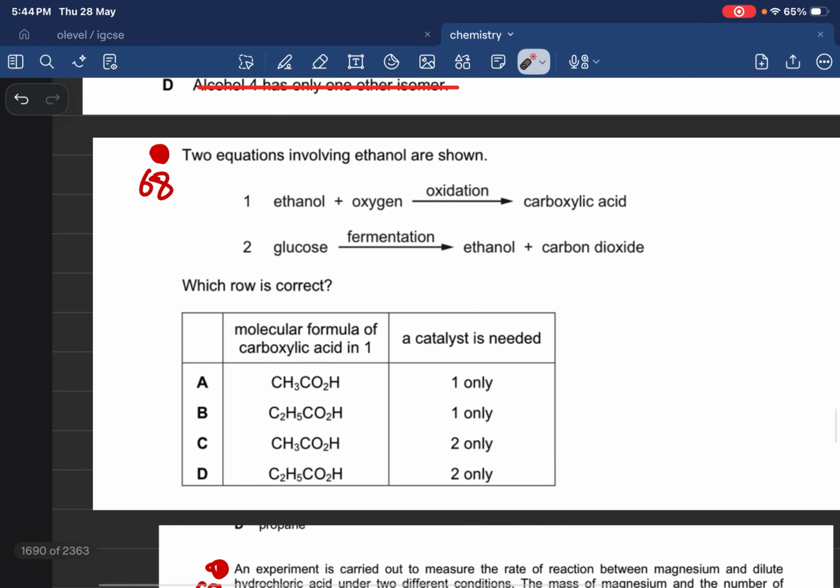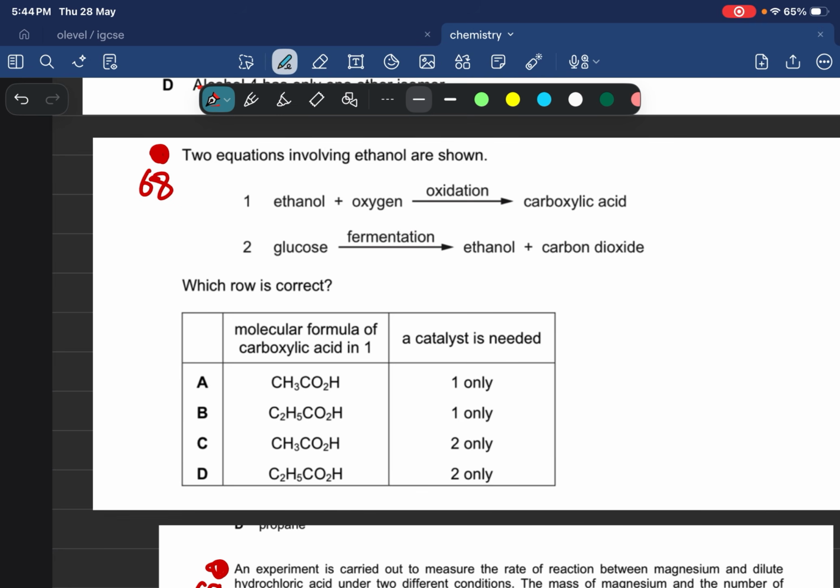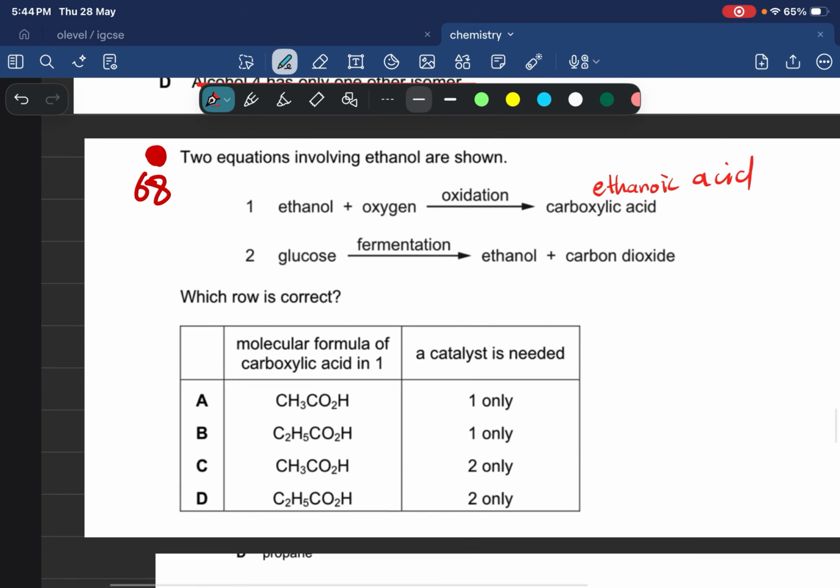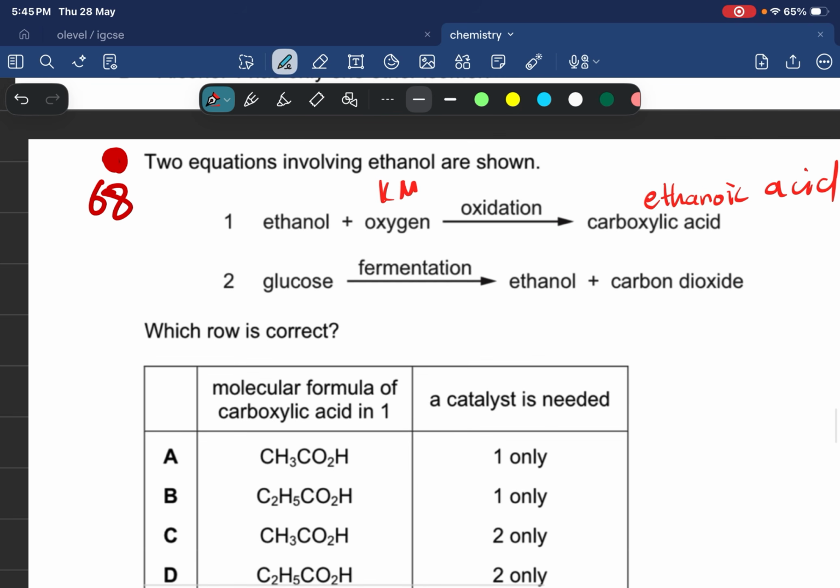Two equations involving ethanol are shown. Ethanol plus oxygen, you have oxidation, you form a carboxylic acid. Good, very good. Which acid are you going to form? You're going to form ethanoic acid. For the oxygen, you can use an oxidizing agent like acidified KMnO4, or you can use K2Cr2O7, but the condition is, don't forget the acidified part. Glucose fermentation, good.